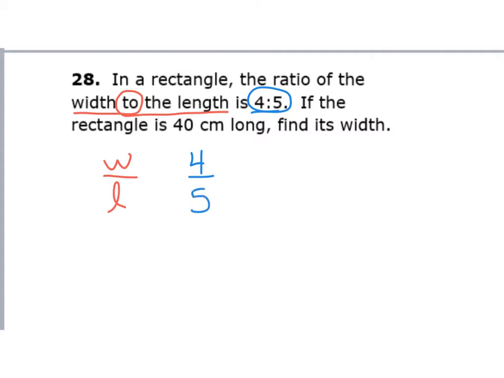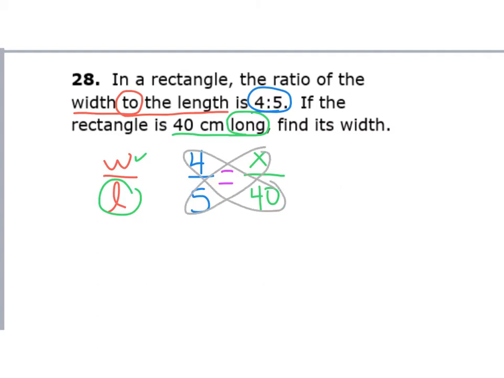Okay, then if I go on, it says the rectangle is 40 centimeters long. Well, I can see my length goes in the denominator. Okay, and I'm trying to find the width, which is in the numerator. So now all I need to do is cross multiply and solve. So I'll end up with 5 times x and 4 times 40.